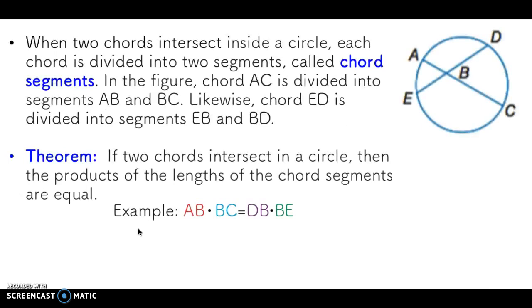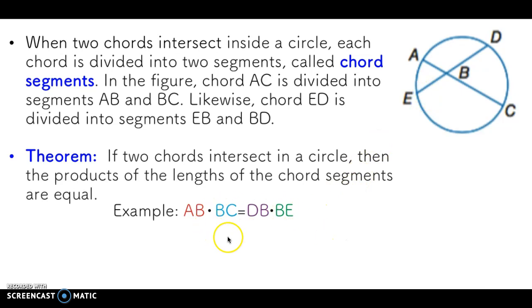Okay, so when two chords intersect inside of a circle, each chord is divided into two segments called chord segments. In this figure here, chord AC is divided into segments AB and BC, and likewise chord ED is divided into segments EB and BD. There's a theorem that states that if two chords intersect inside of a circle, then the products of the lengths of the chord segments are equal. So basically AB times BC is equal to DB times BE.